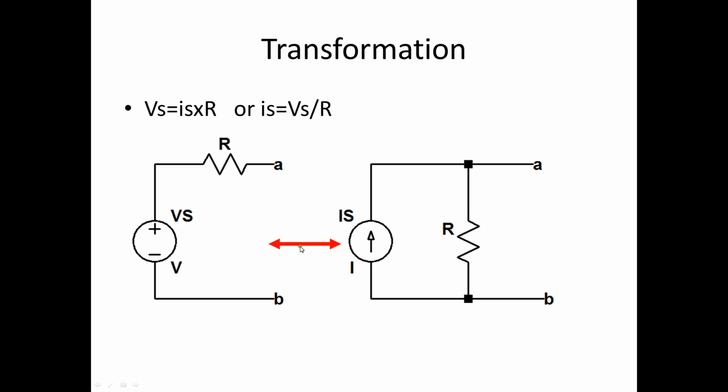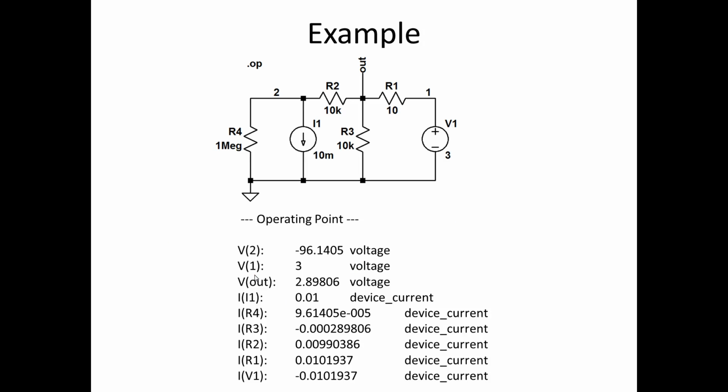And so graphically, this is what it is. I have a voltage source called Vs, and it's in series with R. And here I have a current source Is, which is in parallel with R. If I know this voltage and this resistance, I can calculate what this current will be. If I know what this current and resistance is, I can calculate what that voltage is. And this will be leading up to the Norton and Thevenin equivalence. This is best shown, of course, with an example.